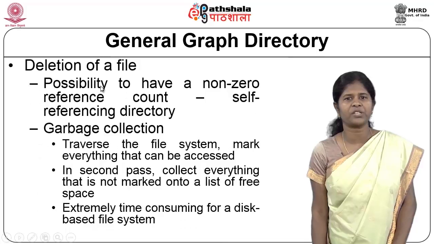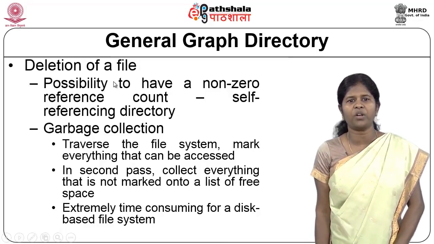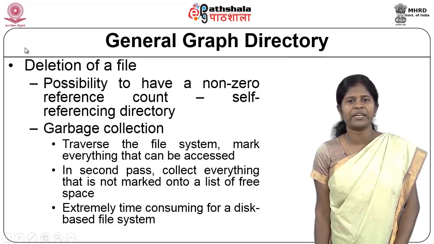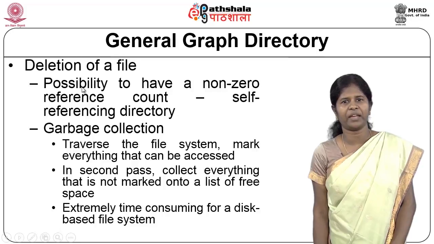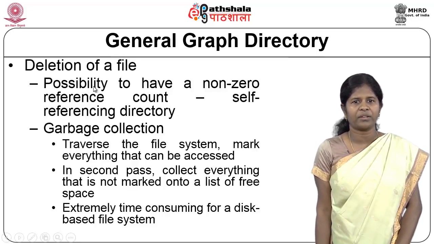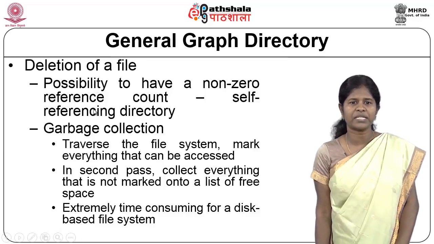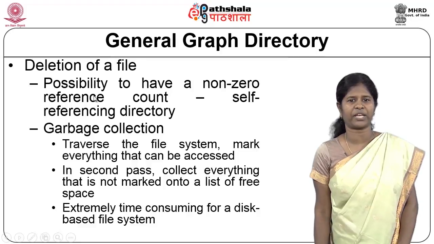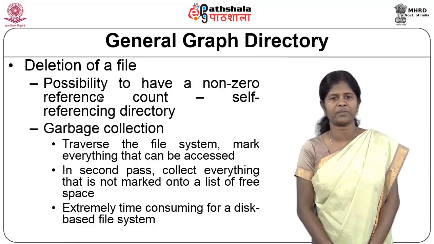So, what happens during the deletion of a file? It is possible to have a non-zero reference count because it is a self-referencing directory. So, in that case, how do you remove the files? The files may not get removed at all, and the files may not get deleted at all. So, in this case, you may need to do garbage collection. Garbage collection may need to be done in periodic intervals of time.